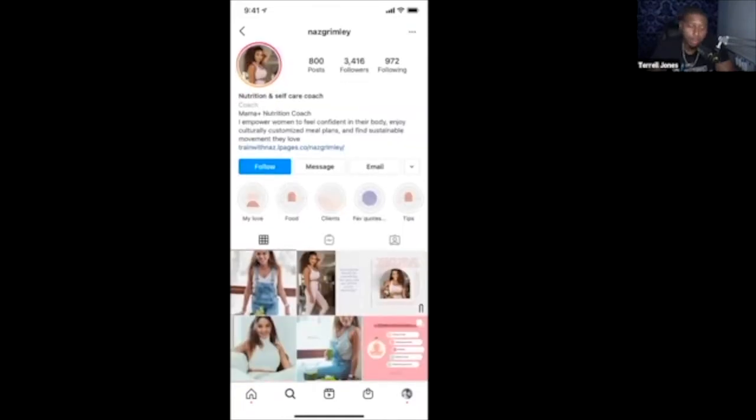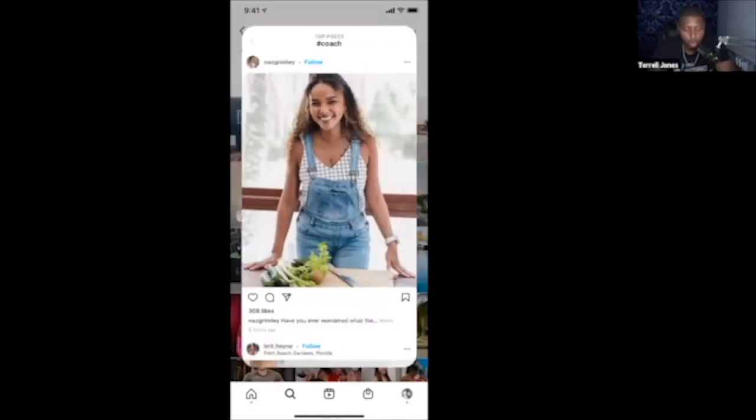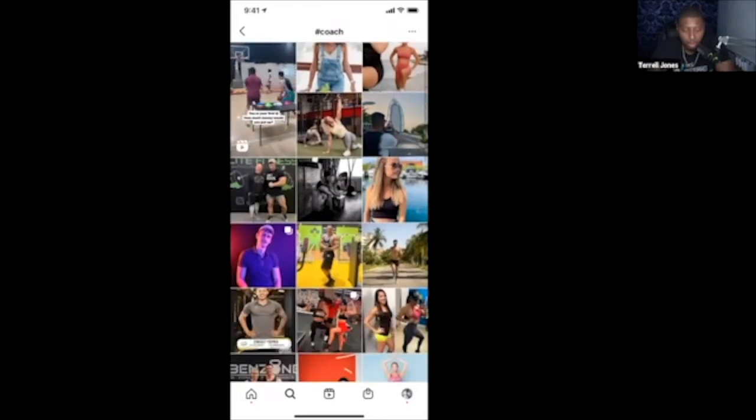Another thing could be followers too. Not always, but sometimes if somebody doesn't really have a significant amount of followers, or at least more followers than me, I might say that might be an indicator too. Not always, but that could be an indicator. So you see what I'm saying? I can go through this all day and just find coaches.